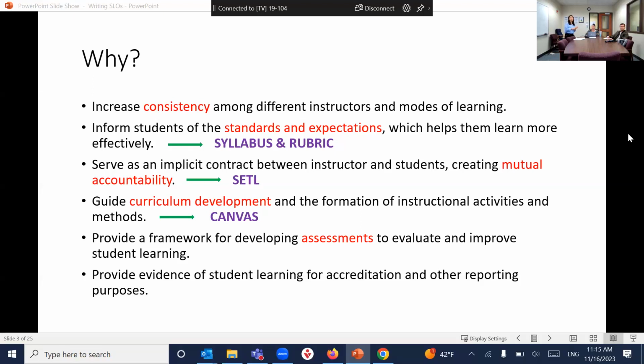The course learning outcomes also provide a framework for developing assessments to evaluate and improve student learning, as we have just said. And they provide evidence of student learning for accreditation and other reporting purposes.